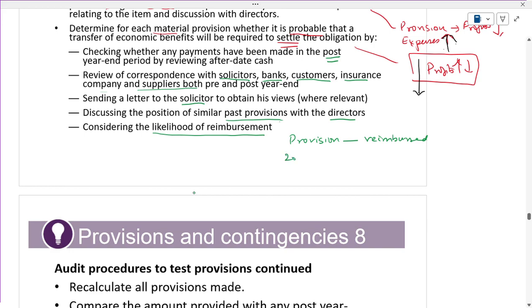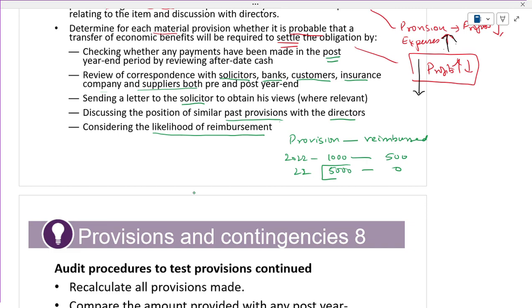Assume in 2022 you have made a provision of 1000, but you only reimbursed how much? 500. In 2023 the client has made a provision of 5000 and there is no reimbursement. Then automatically what will happen? You should not decrease the profits. The most important point: if we are making the provisions, expenses will increase, profits will decrease.